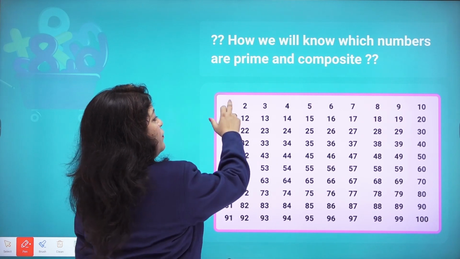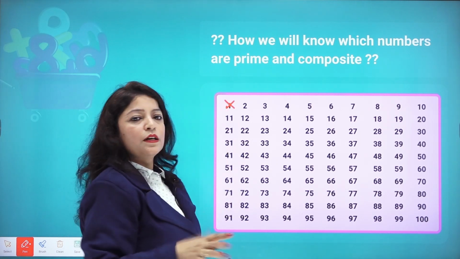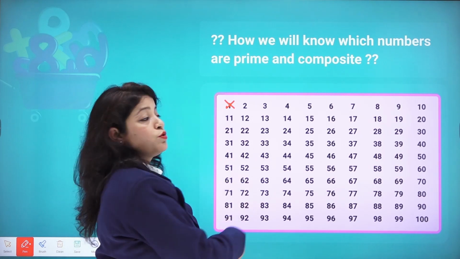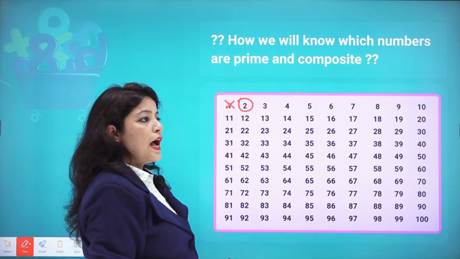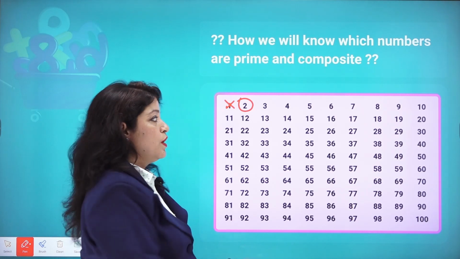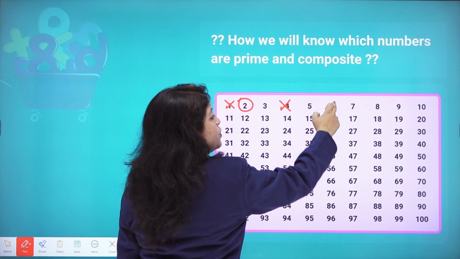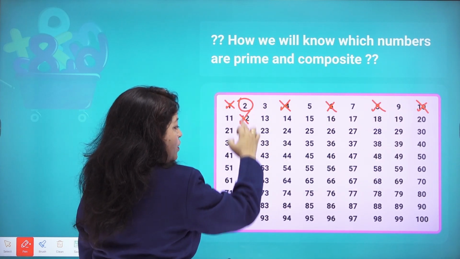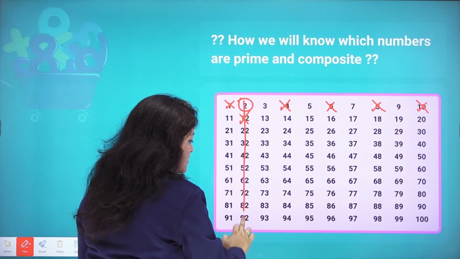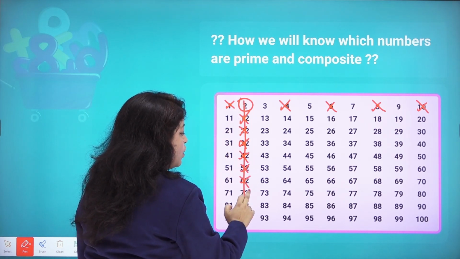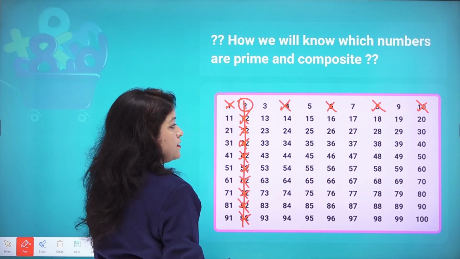Let's do it. We will cross out 1 because 1 is neither prime nor composite, so we'll not take it into consideration. Moving forward to 2, it is a prime number, and here we will cross out all the other multiples of 2. Multiples of 2 include 4, 6, 8, 10, 12 and the complete row. So let me cancel this whole row. All the even numbers are cancelled.